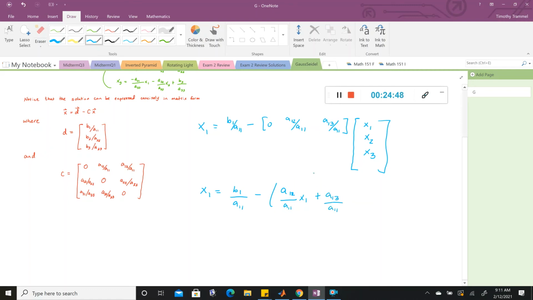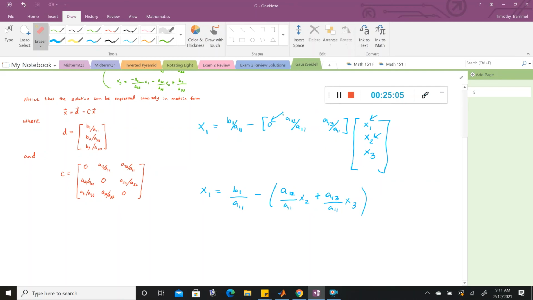And, oh, I made a little typo, right? It was 0 times x1 gave us nothing. And then we should have this times x2. So this should just be an x2. And this one over here should be times an x3. Okay. Just doing the dot product.